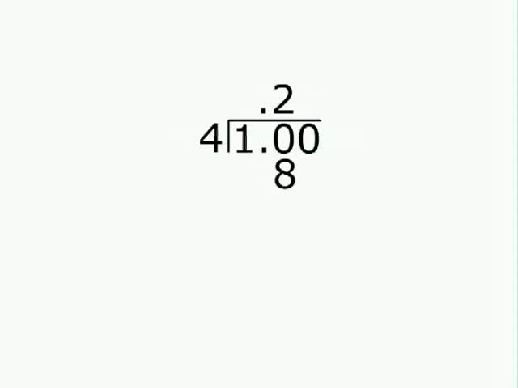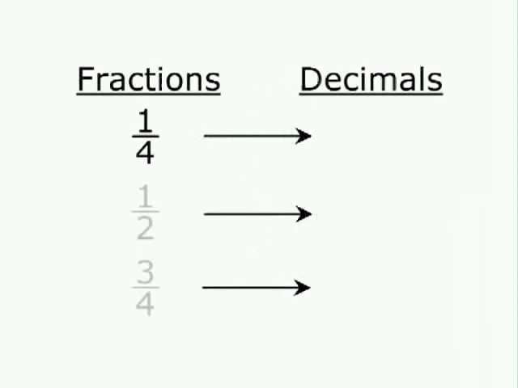4 divides into 10 at most 2 times. Perform subtraction and bring down the 0 and divide again. 4 divides into 20 evenly 5 times with no remainder. So as you can see, we've just changed a fraction 1/4 into the decimal number 25 hundredths. Now how about the next fraction?